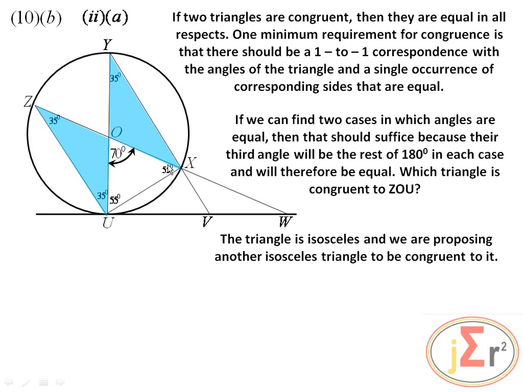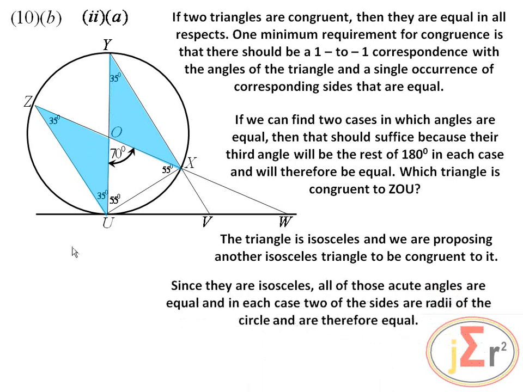All of the angles must be equal because this is 35, this is 35. These two are equal, being opposite angles in intersecting lines. And then we know that these are all radii of the same circle. That means those triangles are congruent. Since they are isosceles, all of those acute angles are equal, and in each case two of the sides are radii of the circle and are therefore equal.